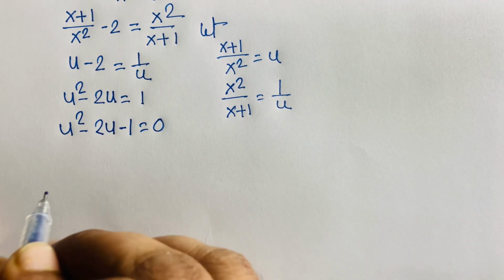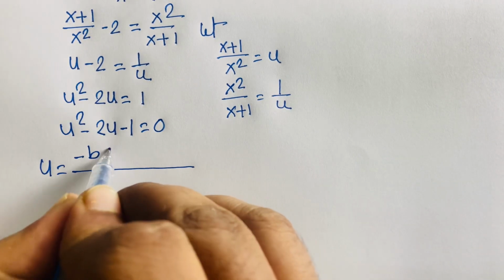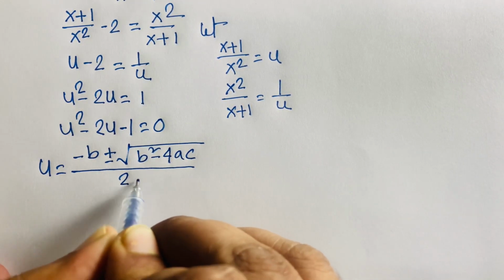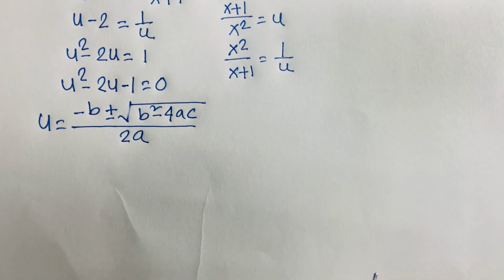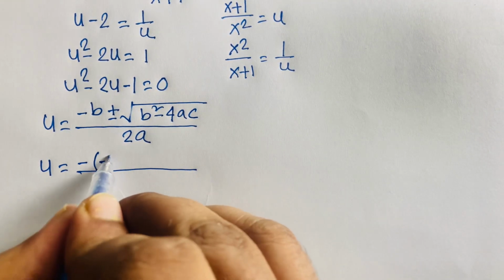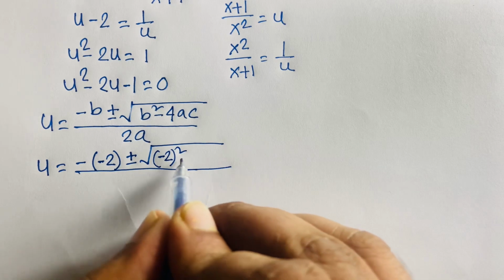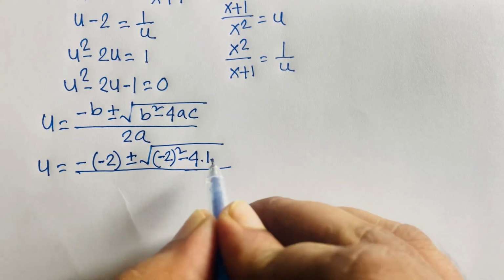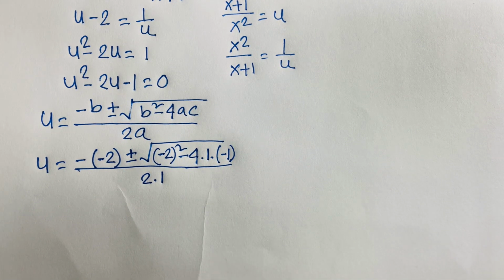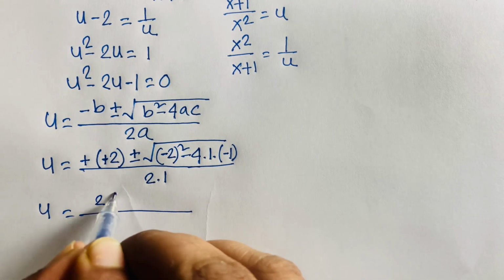In this case I can say u is equal to minus b plus minus square root of b square minus 4ac over 2a. According to these rules, I can say u is equal to minus b, which is minus (minus 2), plus minus square root of b square, which will be minus 2 whole square, minus 4 times a, which is 1, and c is minus 1, over 2a, which is 2.